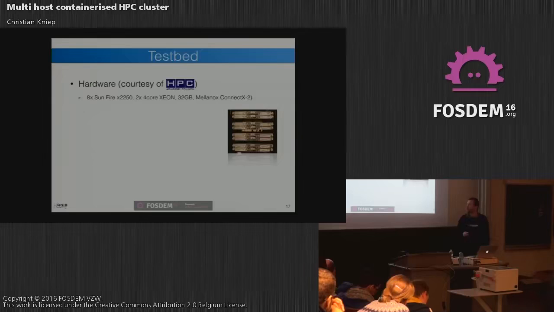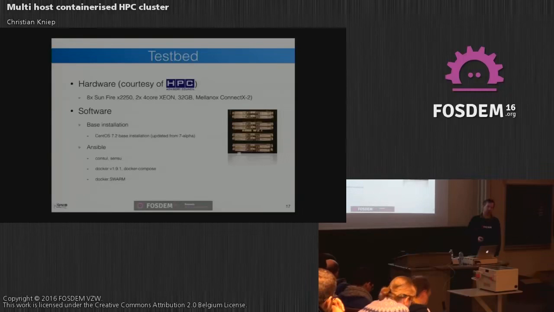So the setup: I had 8 nodes from the HPC Advisory Council I had access to. It's a fairly old system, 8 nodes with Xeons, 32 gigs, and QDR InfiniBand. As said, I use CentOS 7.2, which was updated from the previously mentioned 7 alpha. And to install all the dependencies in my stack, I use some Ansible playbooks. So I first install Consul as a service. Then the service starts. After the service is started, then the Docker engine can start because it has to hook into the Consul cluster as mentioned before.